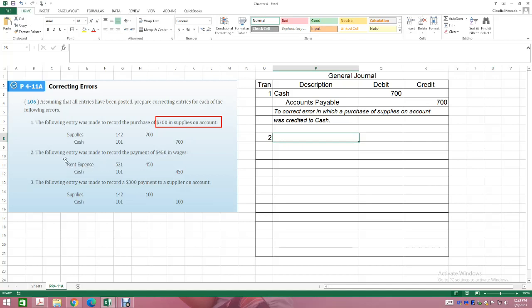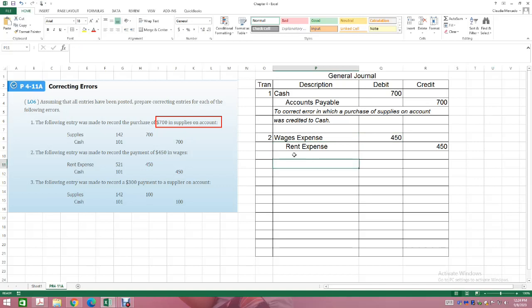So because my rent expense is incorrect, I need to do the opposite. I need to reverse it. So in this case, rent expense was debited for $450. So now I'm going to credit rent expense for $450. Okay? So now I have a debit to rent expense and I have a credit to rent expense. That washes off like it never happened. Now I need to record my correct transaction. What were we trying to pay? We were trying to pay wages expense. Okay? So wages expense is going to be debited to the correct account for $450.